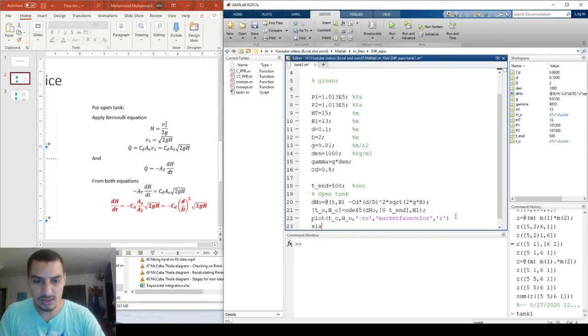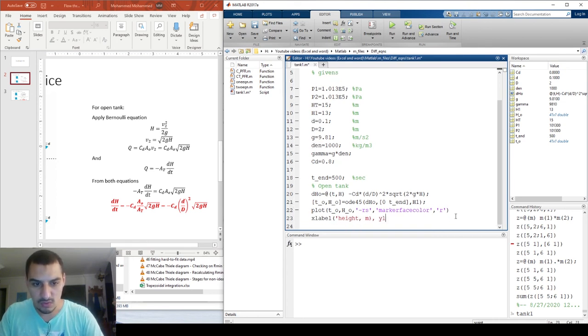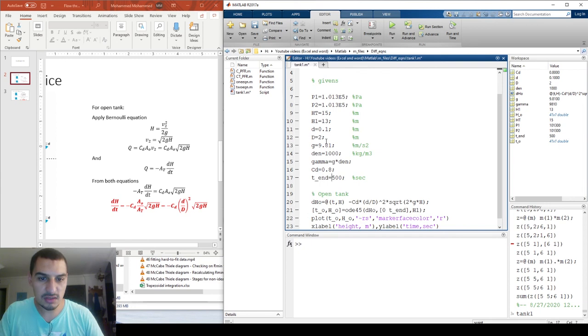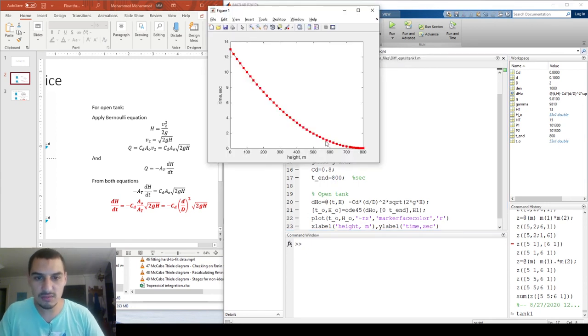I just want to put an x label, height in meter, and a y label, it's gonna be time in seconds, and I just want to change the time that it ends at. I think I put it, yeah, it's here, the end time, and make it like 800 instead of 500, and I'm running the file, and now you see it's almost empty. So it reached the point that the height is equal to 0, and you see that the points here are getting very close compared to what we saw here.